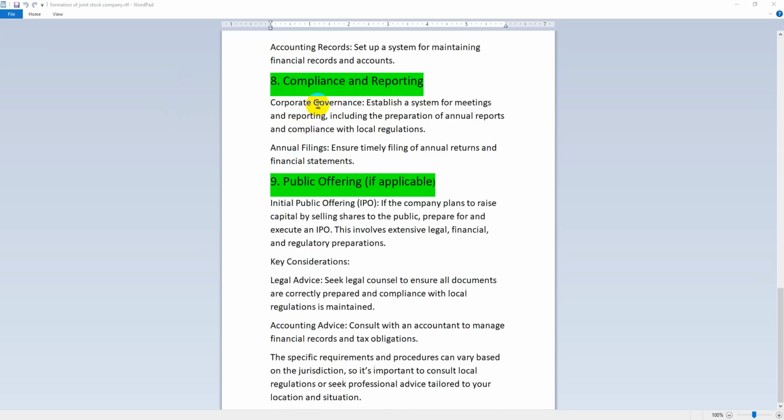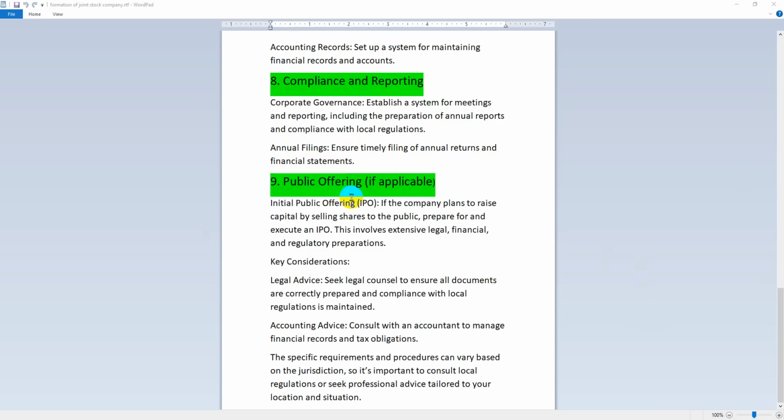Number eight is compliance and reporting. Corporate governance: establish a system for meetings and reporting, including the preparation of annual reports and compliance with local regulations. Annual filings: ensure timely filing of annual returns and financial statements.